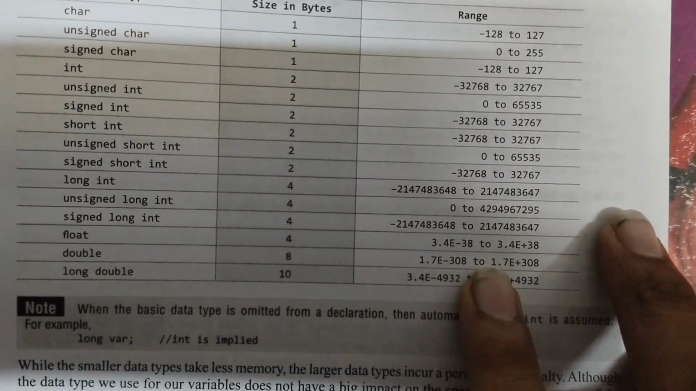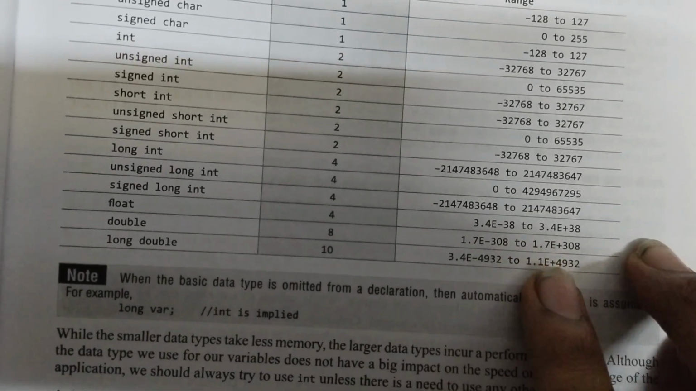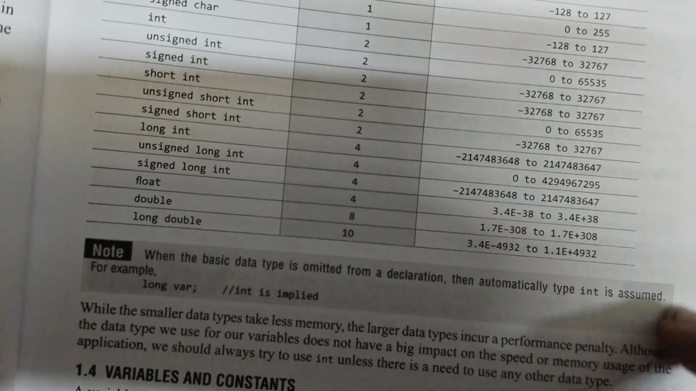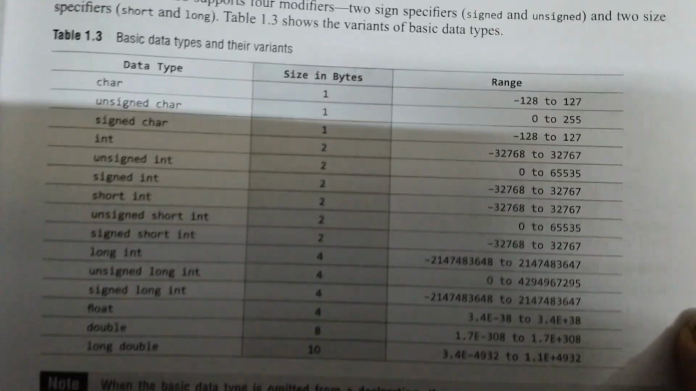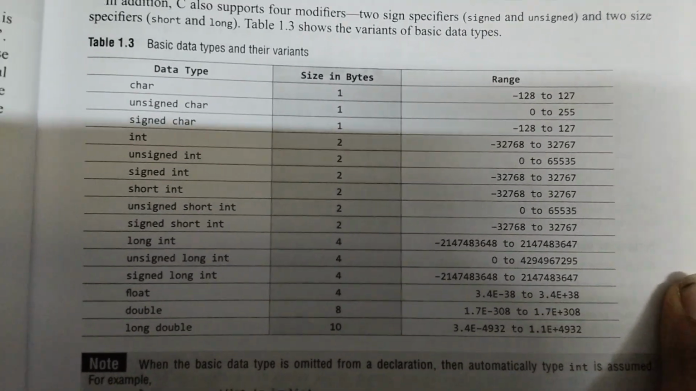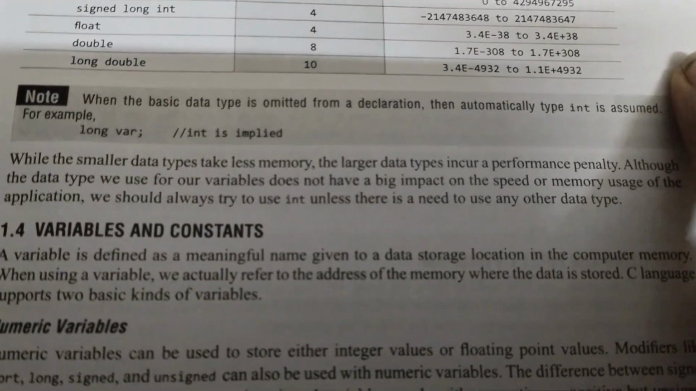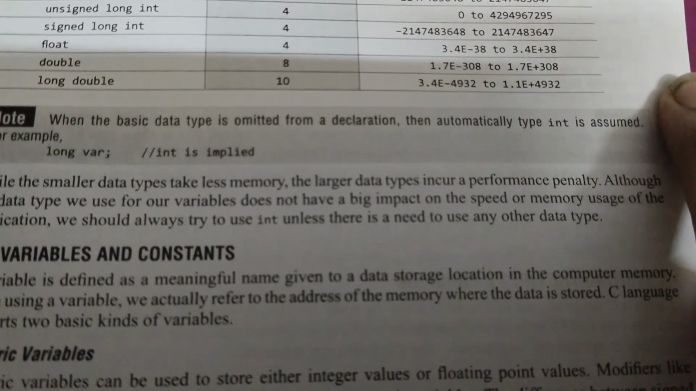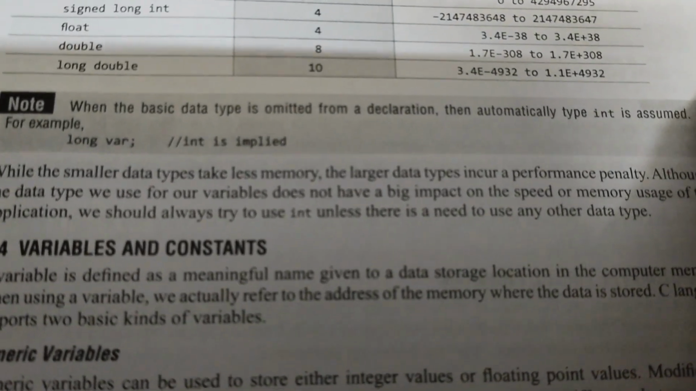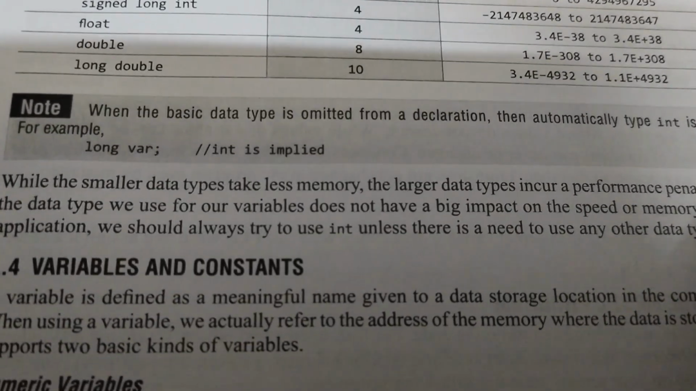Char, unsigned char, signed char, int, unsigned int, signed int, short int, unsigned short int, signed short int, long int, unsigned long int, signed long int, float, double, long double. This table is very important for 5 marks questions in the examination. Note, when the basic data type is omitted from a declaration, type int is automatically assumed. For example, long variable means long int is implied.